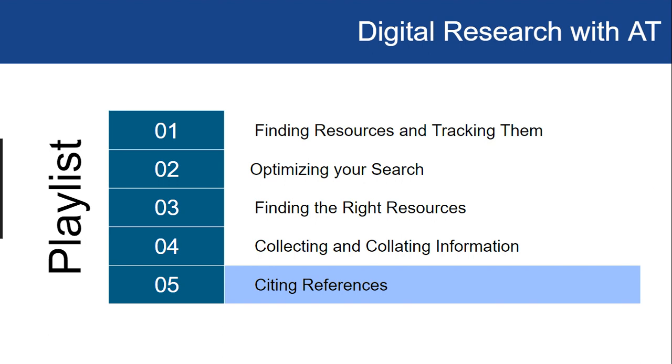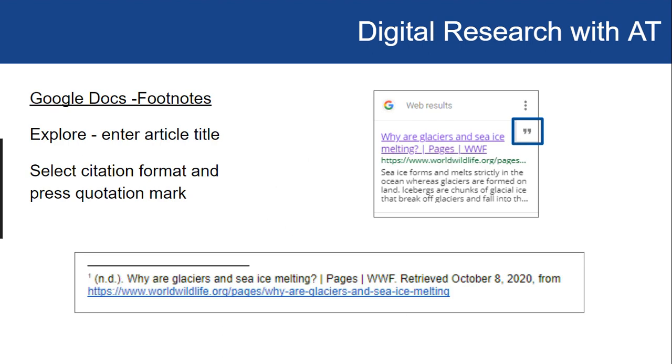This is the last video in our series, and it is regarding citing references. So, citing is extremely important. We talk to our students a lot about plagiarism, so we want to make sure that they cite where they get their information. We're going to look at two ways to do that today. The first one is using footnotes in Google Docs, and it involves the Explorer tool. So I'm going to demonstrate that.